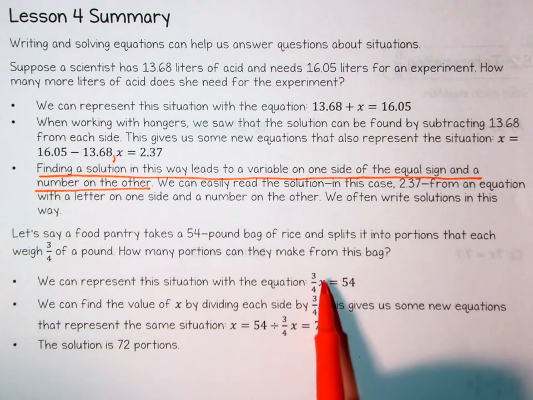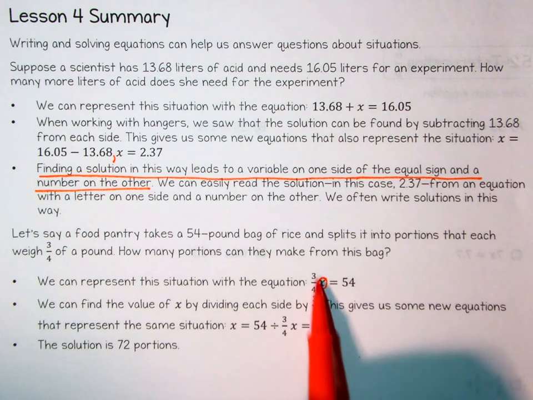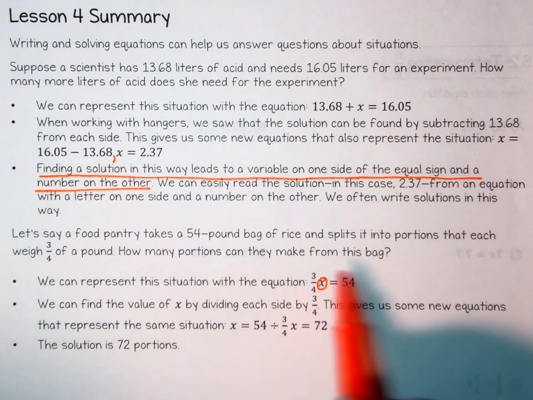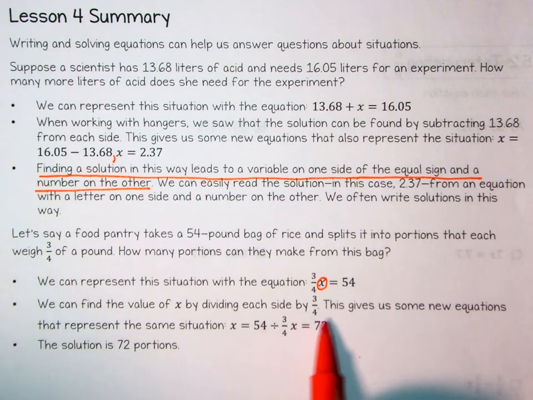And then again, we solve equations by isolating the variable, one of them, on one side of the equal sign. So I want to get 1x, not 3/4 of an x. And the way I'm going to get 1x is to either multiply by the reciprocal, 4/3, or I can think of it as dividing by 3/4. Any number divided by itself is also 1. And that would give a solution of 72.